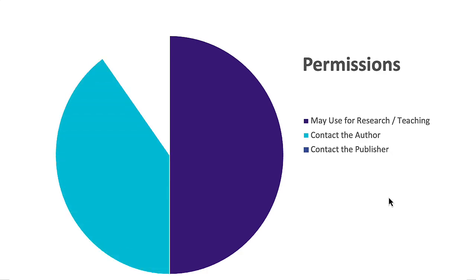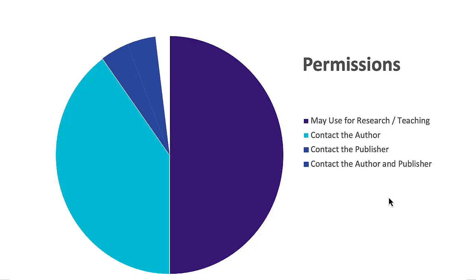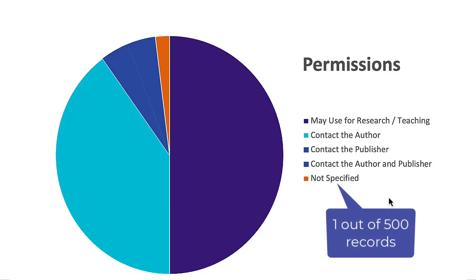Permissions that say to contact the publisher, or that say to contact both the author and the publisher, are each found in about 8% of APA PsycTest records. Finally, a very small number of APA PsycTest records have a permission statement that is not specified. This only appears in about 1 out of every 500 records and is mostly reserved for historical test records from the 1980s or even earlier.